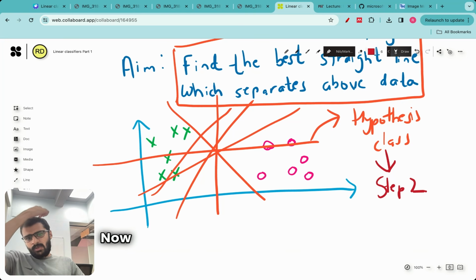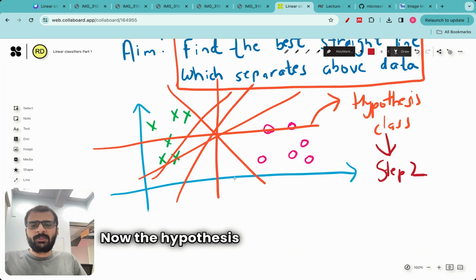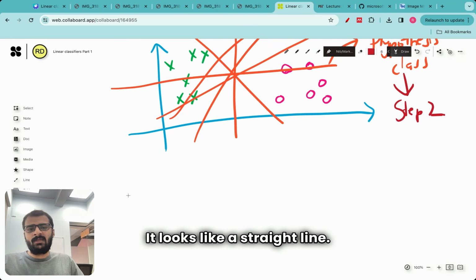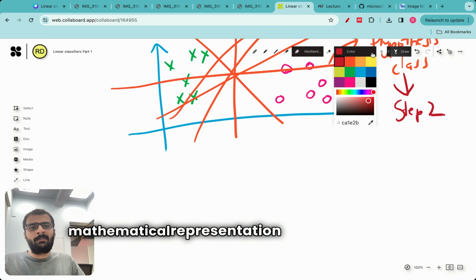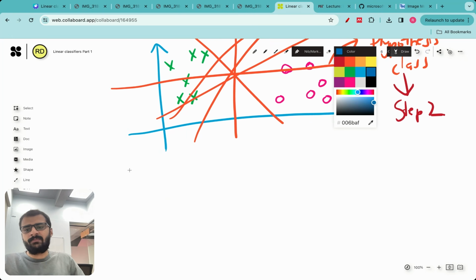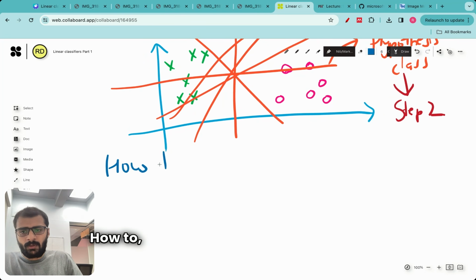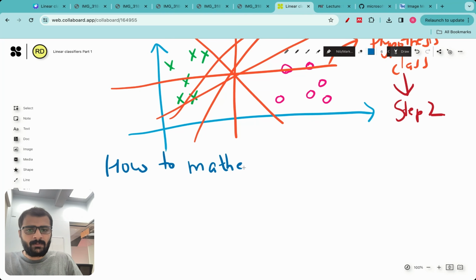Okay. Now, the hypothesis class, currently we have just visualized it, right? It looks like a straight line. Now, let us look at the mathematical representation of this hypothesis class. How to mathematically represent this hypothesis class.